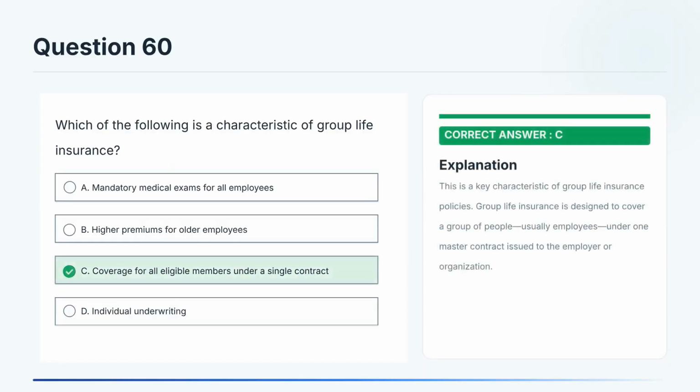The correct answer is C. Coverage for all eligible members under a single contract. This is a key characteristic of group life insurance policies. Group life insurance is designed to cover a group of people, usually employees, under one master contract issued to the employer or organization.